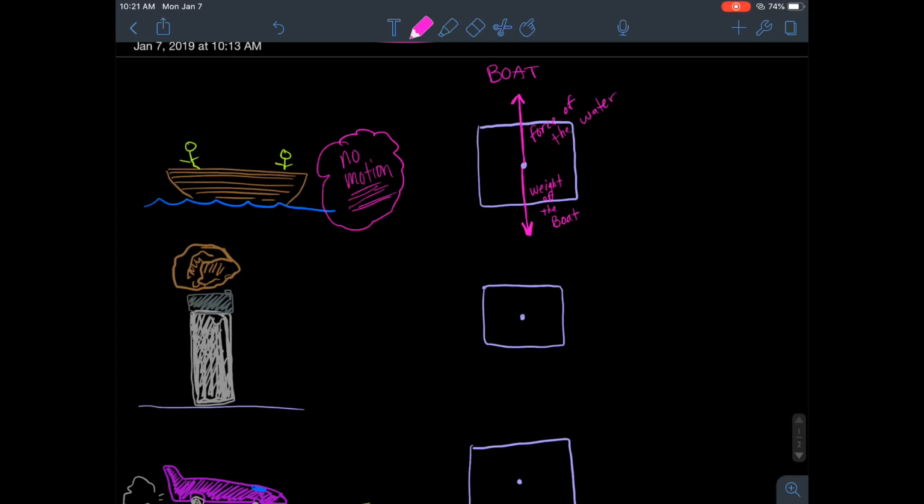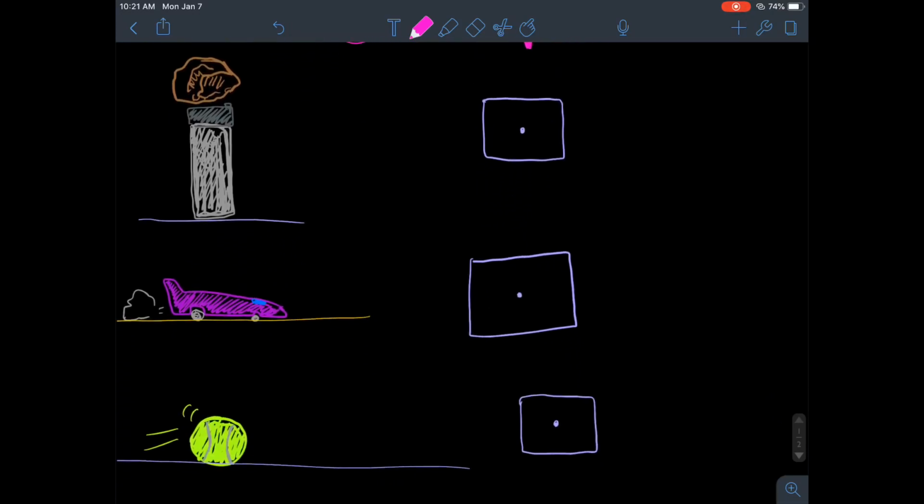It'd be kind of like if you went up to your friend and you were pushing on your friend, but they were pushing back on you, you'd both be exerting a force, yet you might not be moving as long as each of you have the same strength. And in this example, there's no motion because the weight of the boat is being compensated or being resisted against by the force of the water.